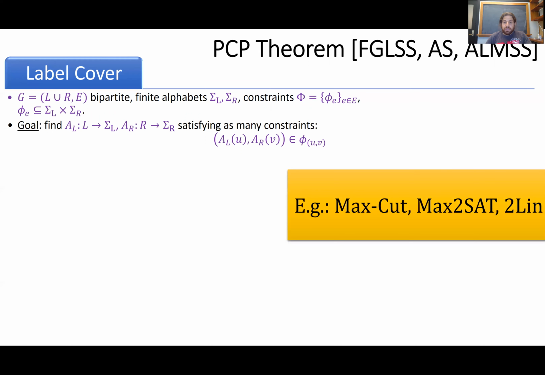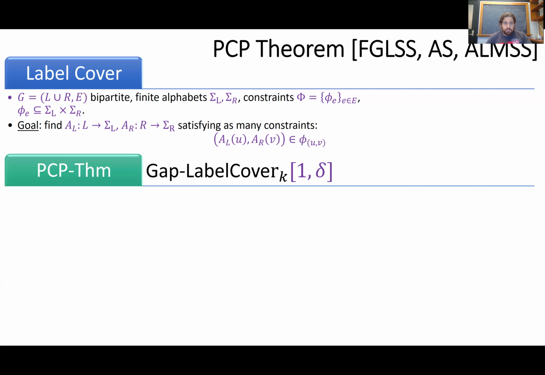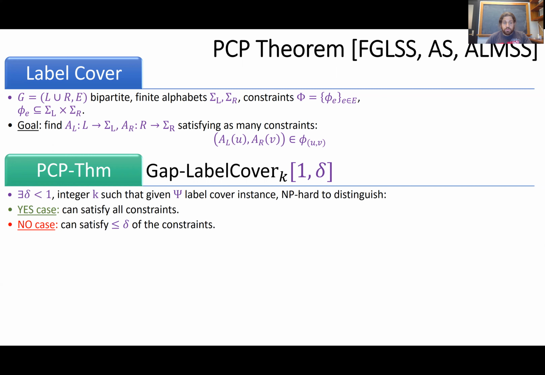Label cover is a very general problem, and you can formulate many optimization problems using it, for example max cut, max 2-SAT, tiling, and so on. Also, using label cover, you can formulate the PCP theorem as follows.